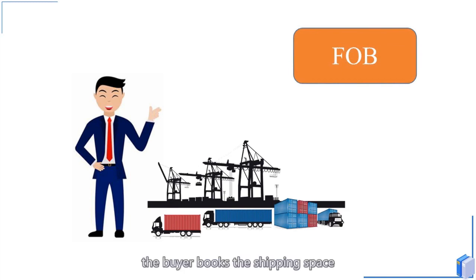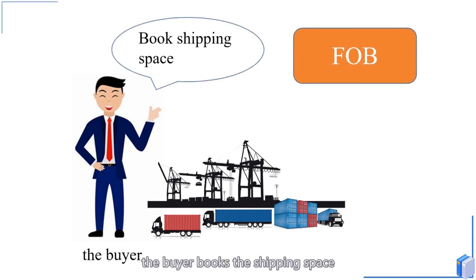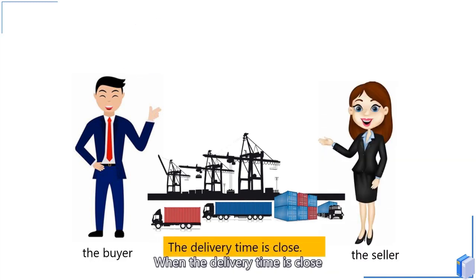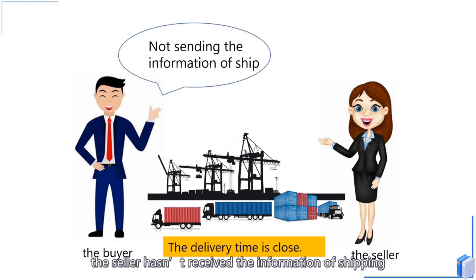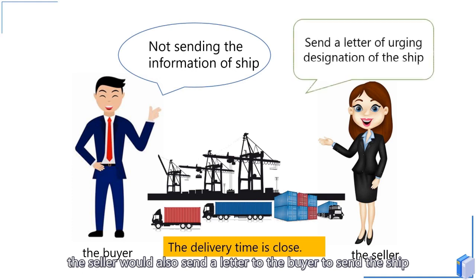Under FOB, the buyer books the shipping space. When the delivery time is close and the seller hasn't received the information of shipping, the seller would also send a letter to the buyer to send the ship.